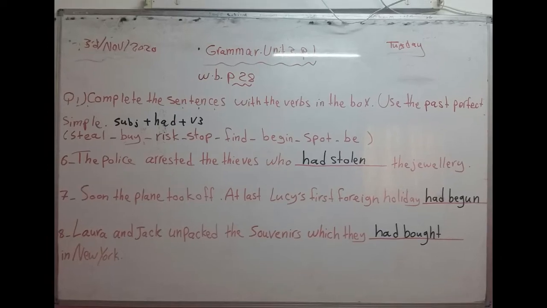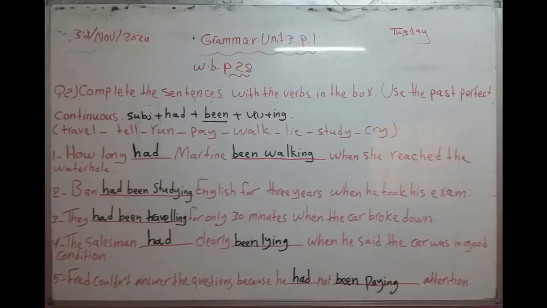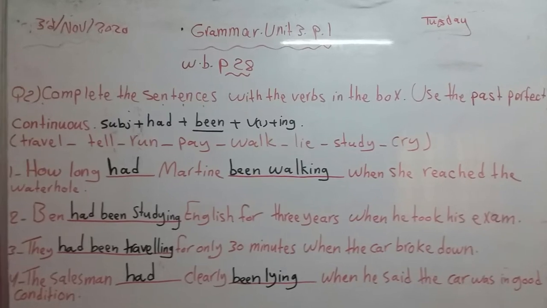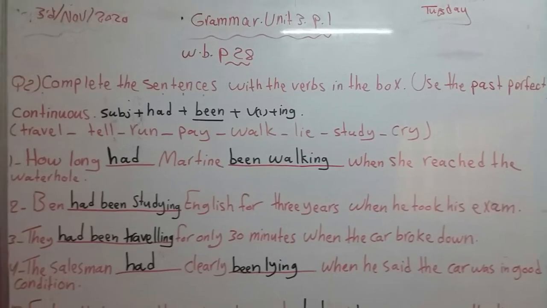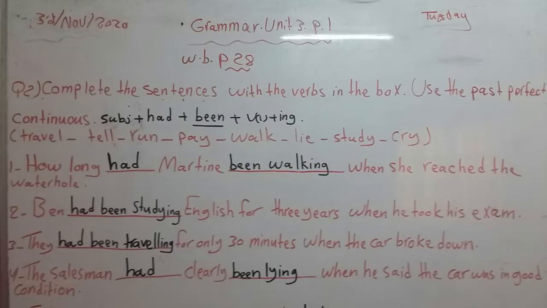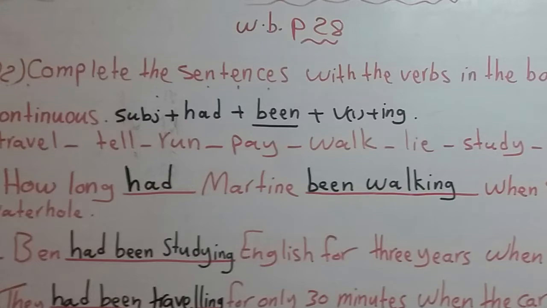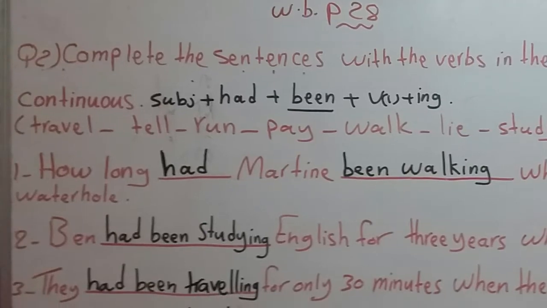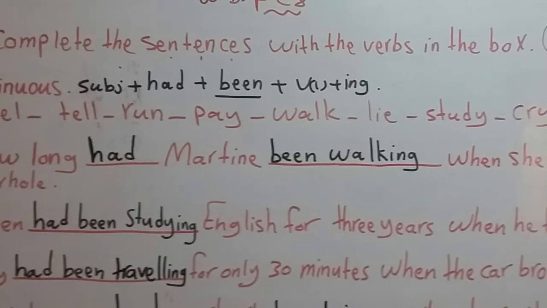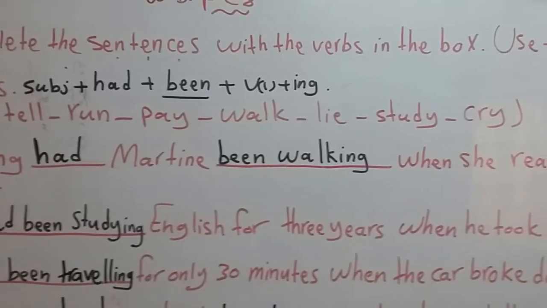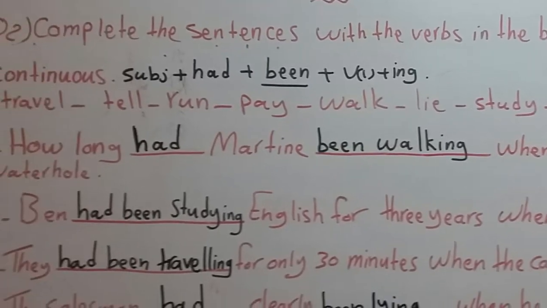Okay, let's go now to the second exercise on workbook page 28. Complete the sentences with the verbs in the box. Use the past perfect continuous. هون استخدم هلا ال past perfect continuous. What is the structure of past perfect continuous? هي subject plus had plus been. Been is a static verb فعل ثابت plus verb 1 ing. What are the verbs? Travel يسافر, tell يخبر, run يركض, pay هون معناها يعير, walk يمشي, lie يكذب, study يدرس and cry يبكي.